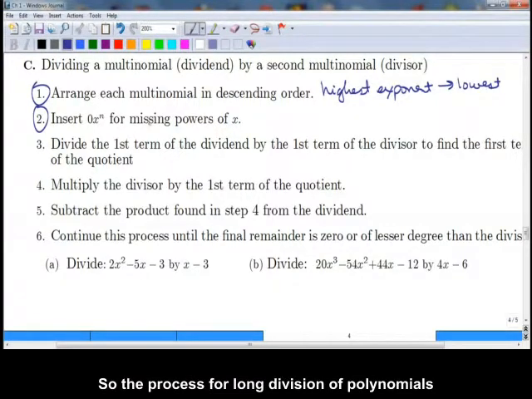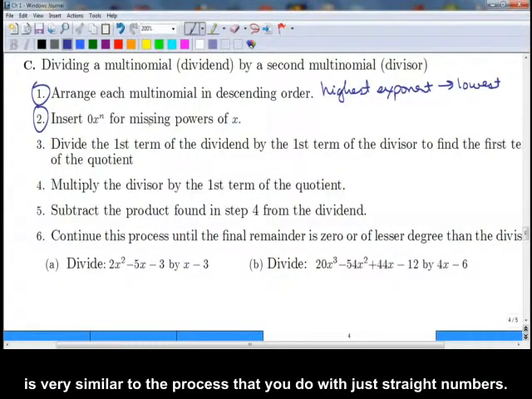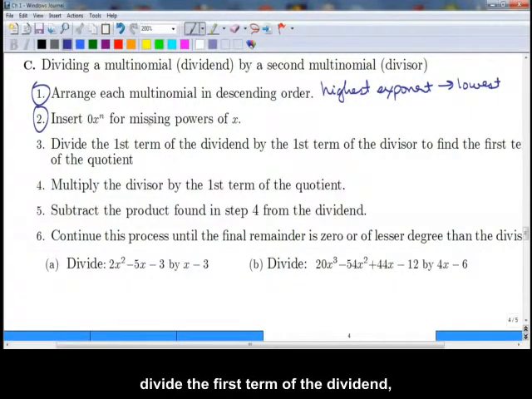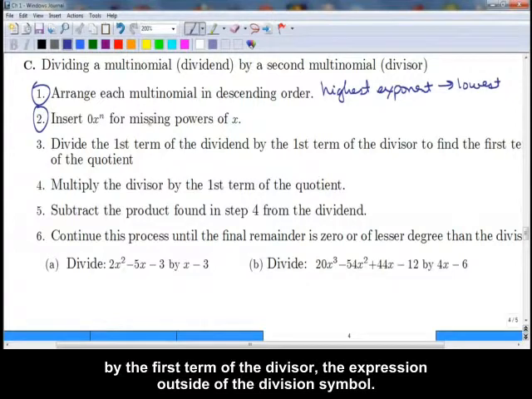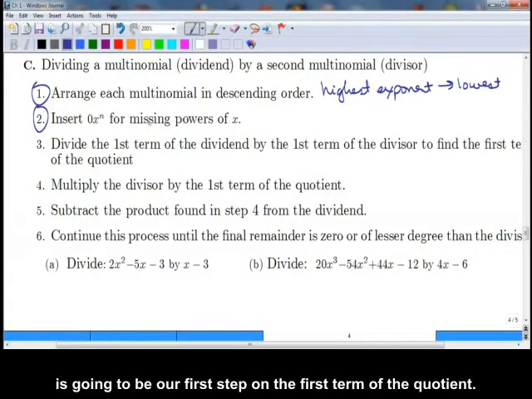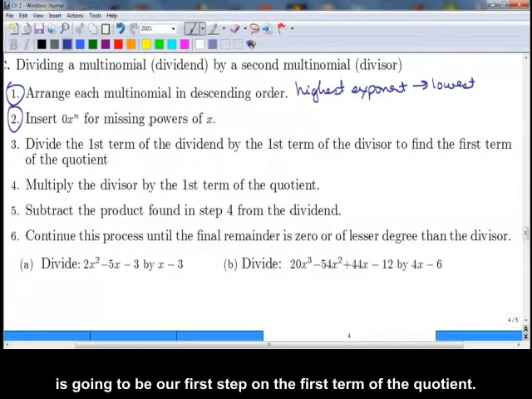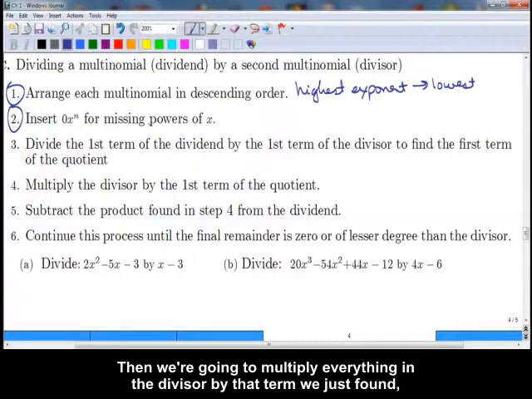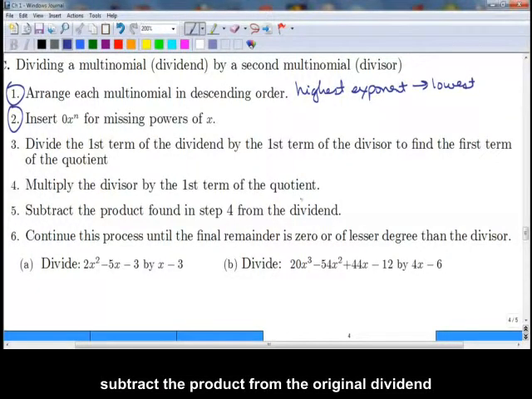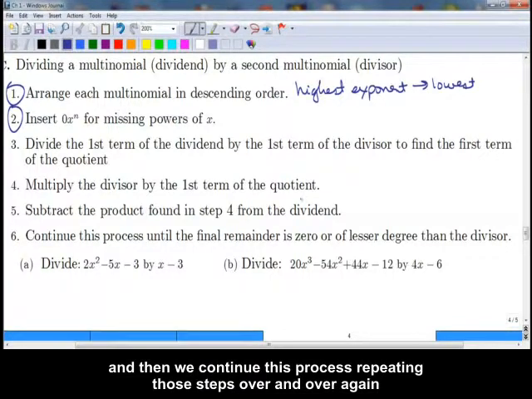So the process for long division of polynomials is very similar to the process that you do with just straight numbers. The first thing you want to do is divide the first term of the dividend, meaning the number under the division symbol, by the first term of the divisor, the term or the expression outside of the division symbol. And whatever that is will be our first term of the quotient. Then we're going to multiply everything in the divisor by that term we just found, subtract the product from the original dividend, and then we can continue this process, repeating those steps over and over again until we get to the last term.